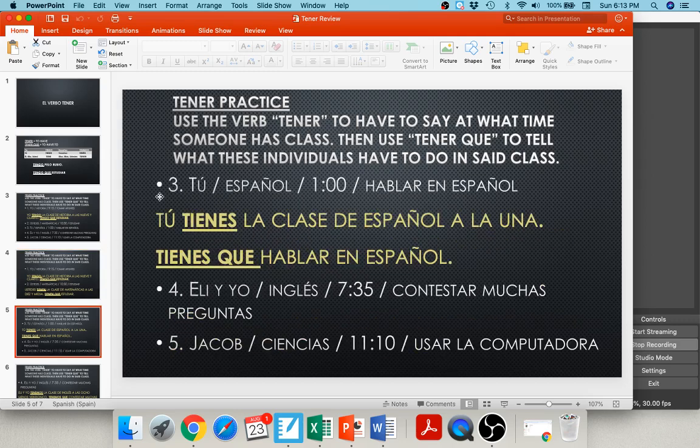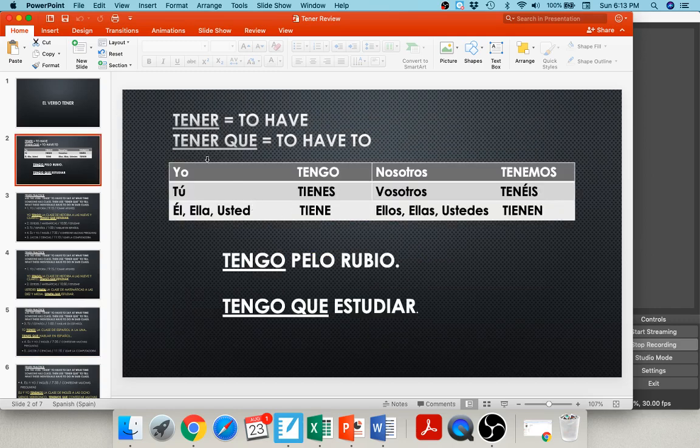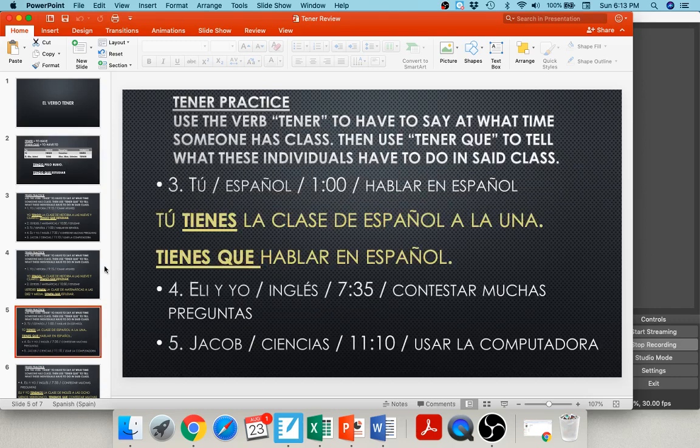Look at number three. It tells you tú, you, español, Spanish, 1 o'clock, and hablar en español. In this case, we want to say that you have Spanish class at 1 o'clock and that you have to speak in Spanish. We know that the verb tienes goes with tú in this case. So we should say that tú tienes la clase de español a la 1, you have it at 1 o'clock, and tú tienes que hablar en español en esa clase.